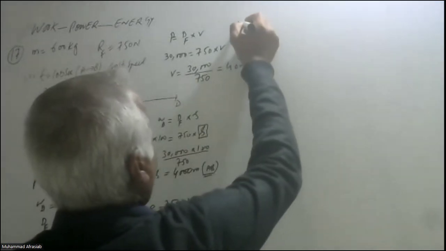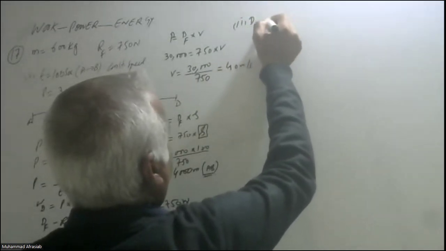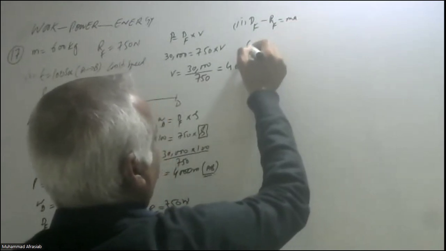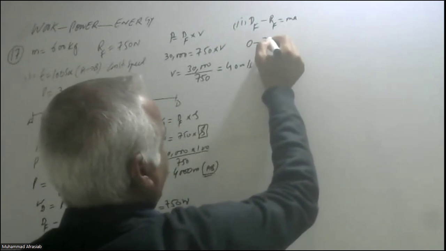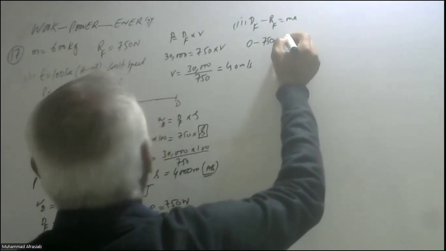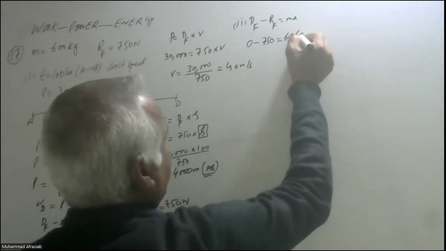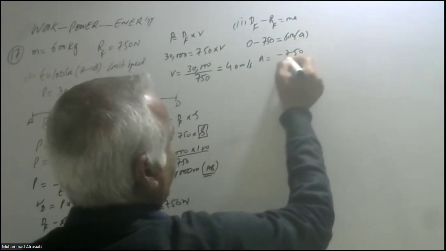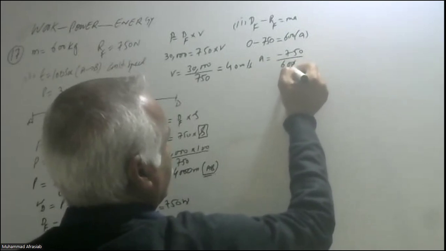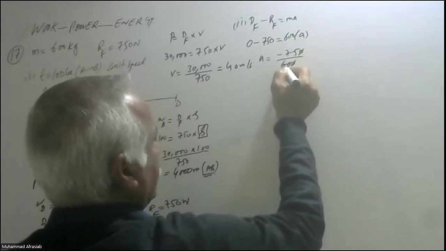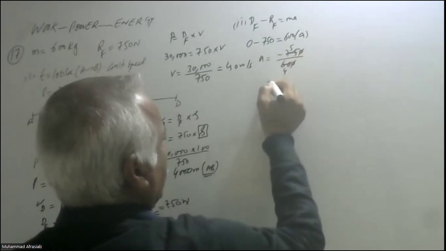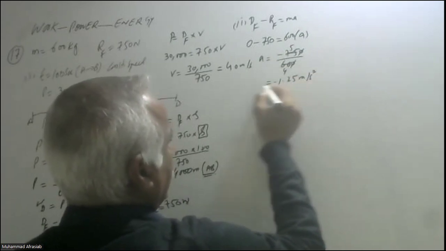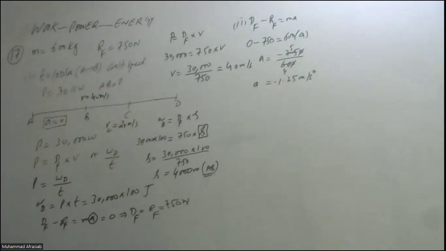So for this part, driving force minus resistive force is equal to MA. Since the driving force is zero and the resistive force is still the same, minus 750 is equal to the mass of the car, 600, times acceleration. So acceleration will be equal to minus 750 over 600, which is minus 1.25. This is the value of that acceleration.